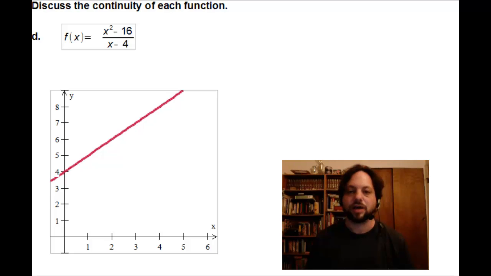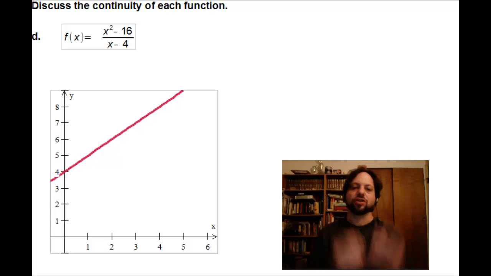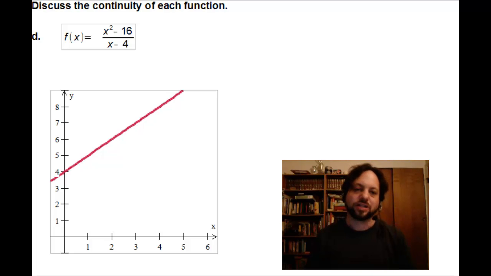In example D, I've gone ahead and drawn you a graph yet again of the function represented here. f of x is this ugly rational function. I'm not going to worry about it. Here's a graph. You can look at the graph and see that clearly it's continuous, and we're good. Let's move on to the next example. Oh, wait a minute. Maybe it's not continuous.